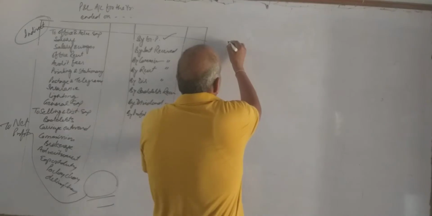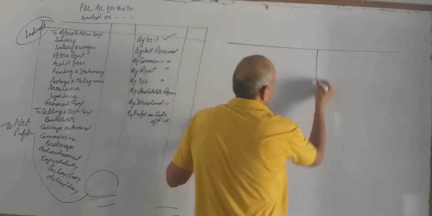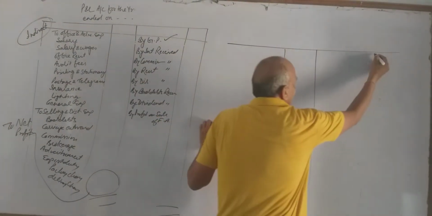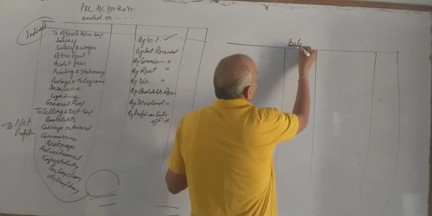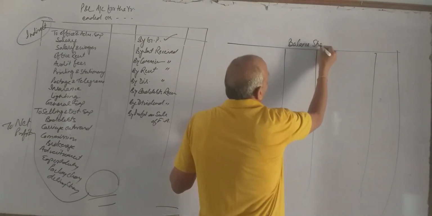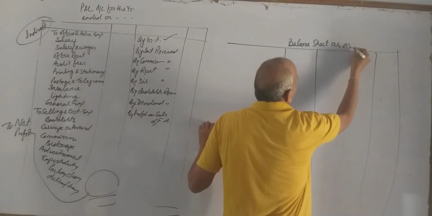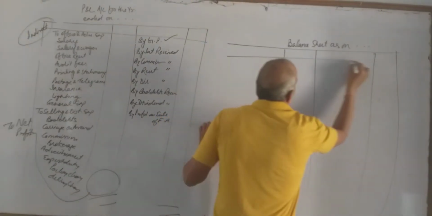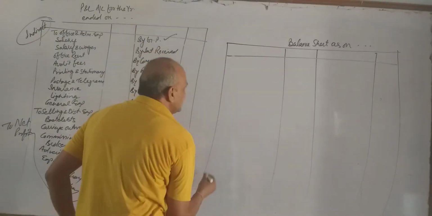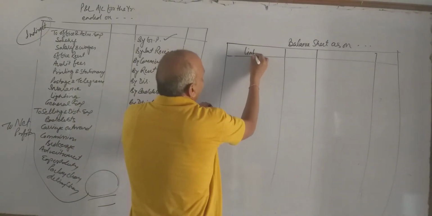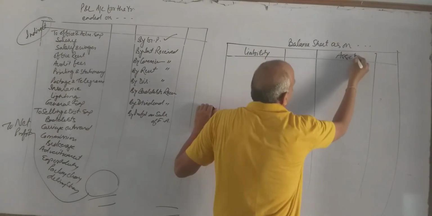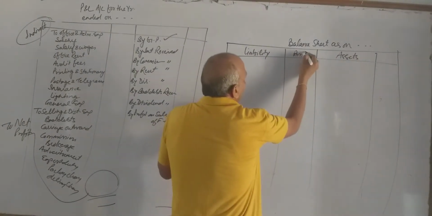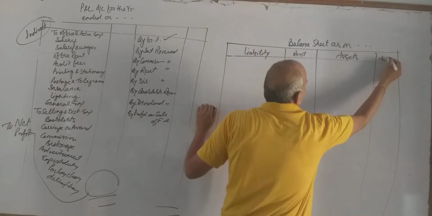Now how to prepare a balance sheet? Let us see. Balance sheet as on whatever date is given. Now this is the balance sheet. This is the liability side. This is the asset side. Here is the amount and here also amount.